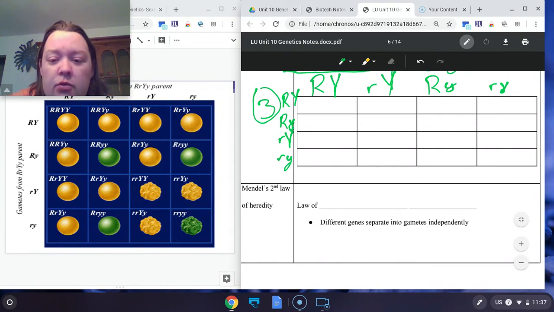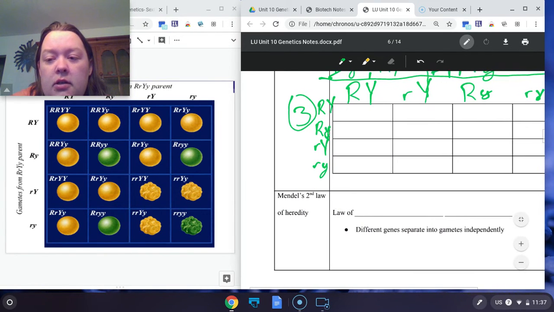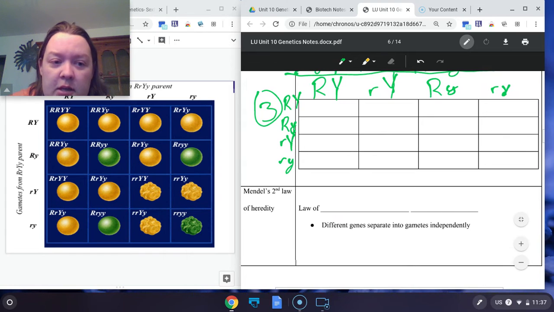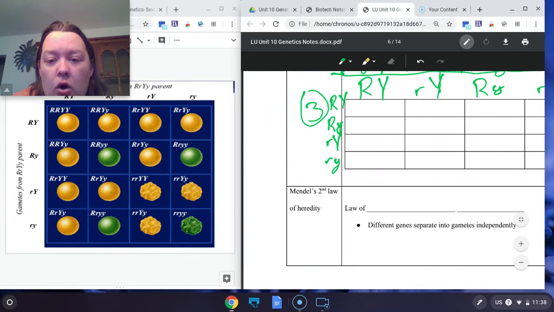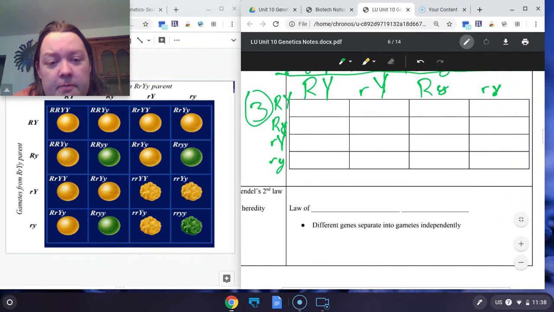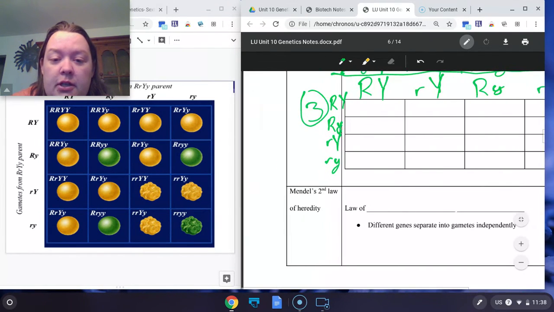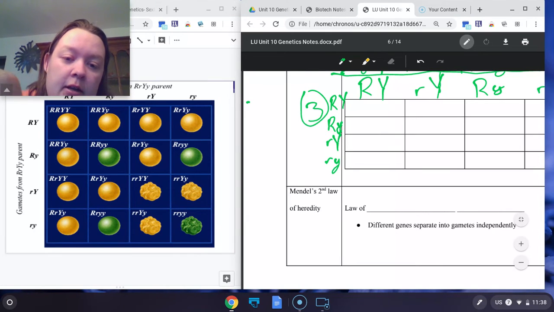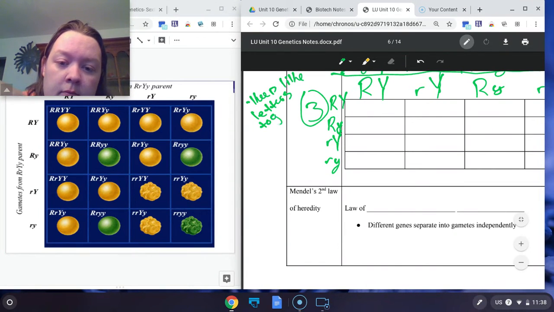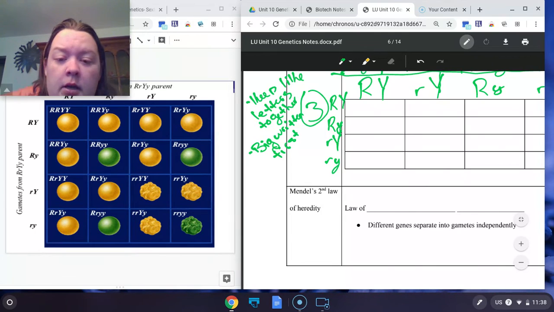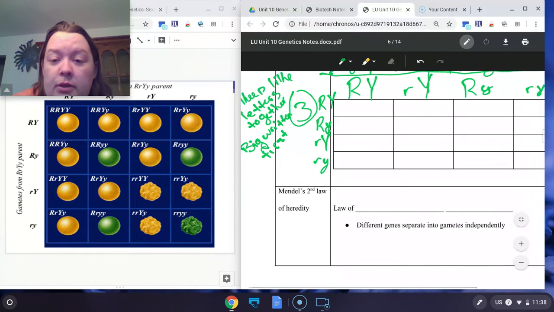So the general rule of thumb when you're filling out a dihybrid cross is you want to keep your two letters together. So you want to keep your R's with the R's and the Y's with the Y's. So keep like letters together. So I'll write that over here to the side. Keep like letters together. Big letters are typically written first. And other than that, this is going to work just like a multiplication table.